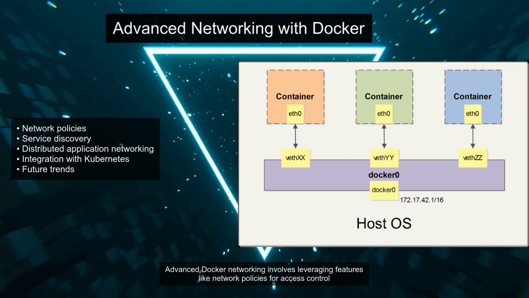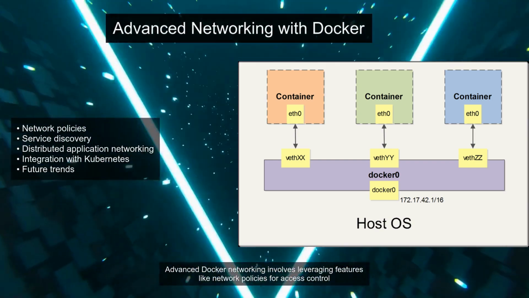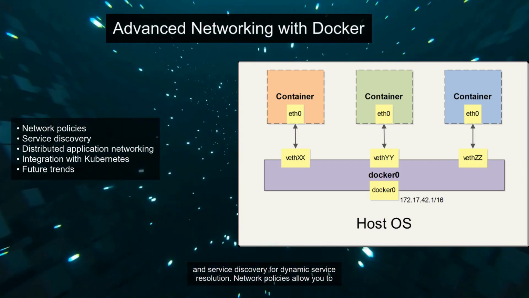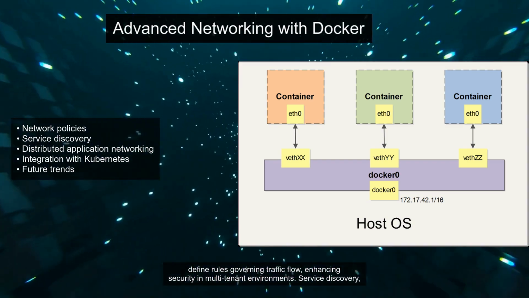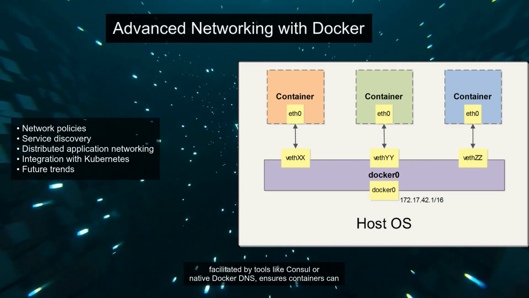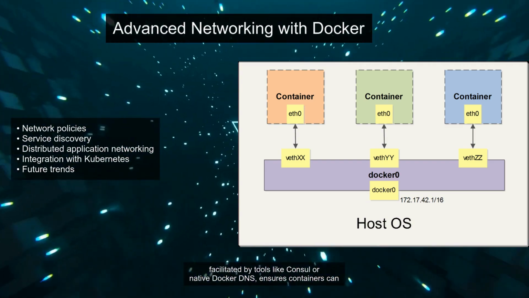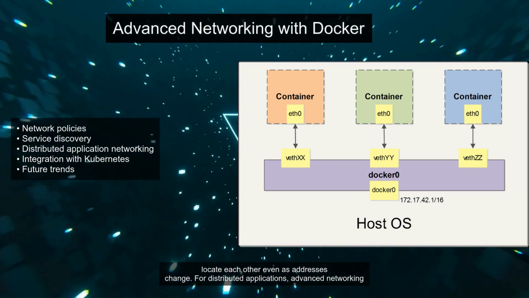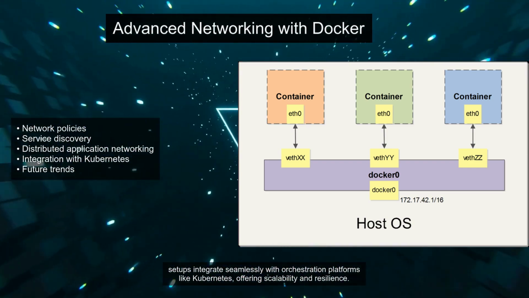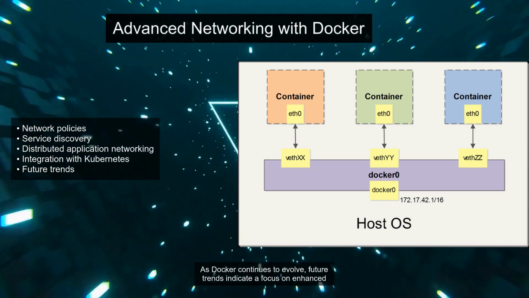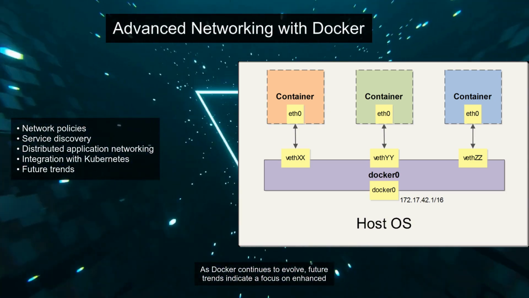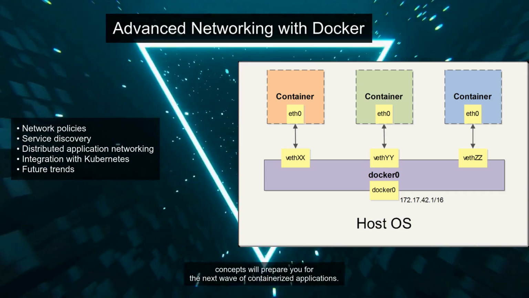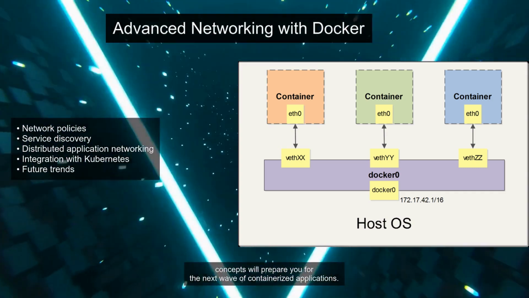Advanced Docker networking involves leveraging features like network policies for access control and service discovery for dynamic service resolution. Network policies allow you to define rules governing traffic flow, enhancing security in multi-tenant environments. Service discovery, facilitated by tools like Consul or native Docker DNS, ensures containers can locate each other even as addresses change. For distributed applications, advanced networking setups integrate seamlessly with orchestration platforms like Kubernetes, offering scalability and resilience. As Docker continues to evolve, future trends indicate a focus on enhanced security measures and deeper integration with emerging cloud technologies. Mastering these advanced concepts will prepare you for the next wave of containerized applications.